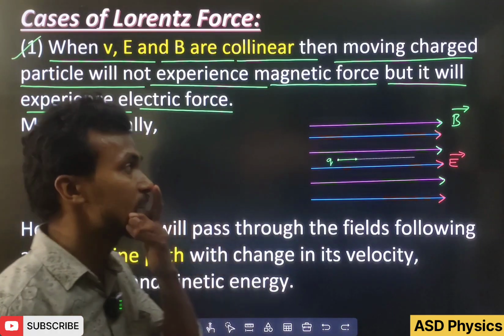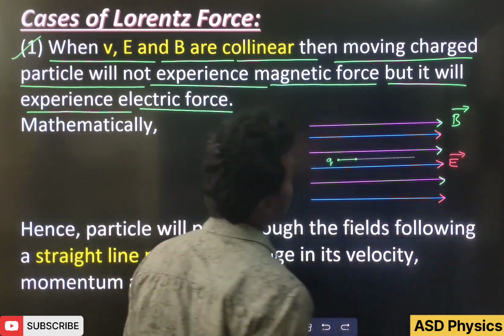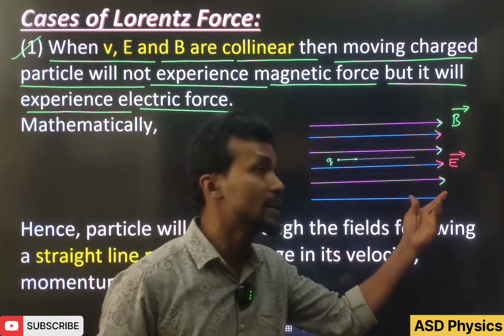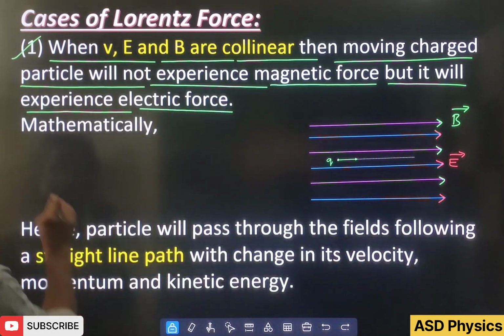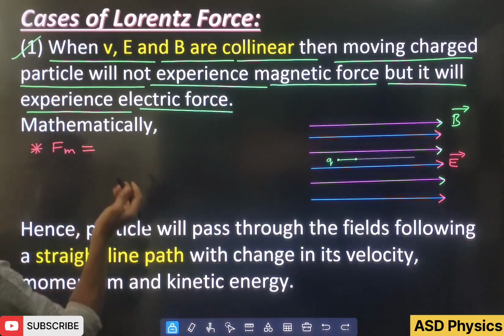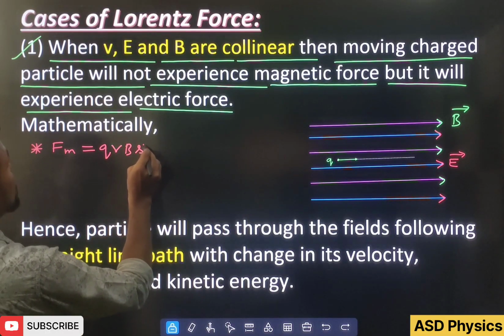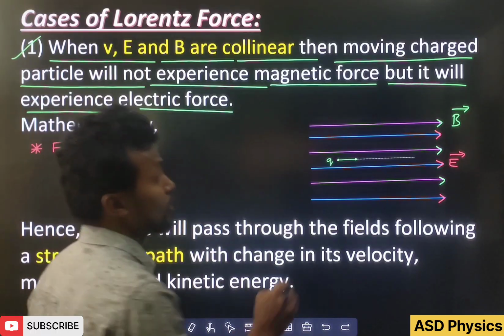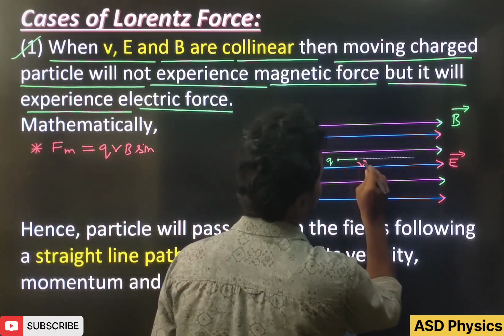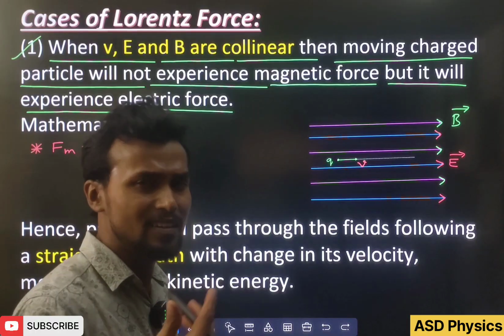So what can we tell here? This charged particle is there. Now this charged particle is moving along the direction of the magnetic field and the electric field. So if I talk about the magnetic force, what is the formula? The formula is what, students? QVB sine theta, but here the velocity and the direction of the magnetic field both are the same. How much angle are they making?